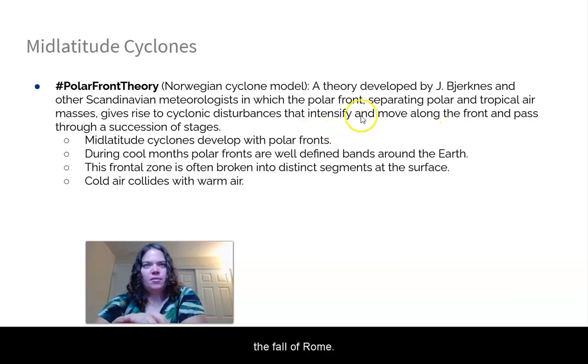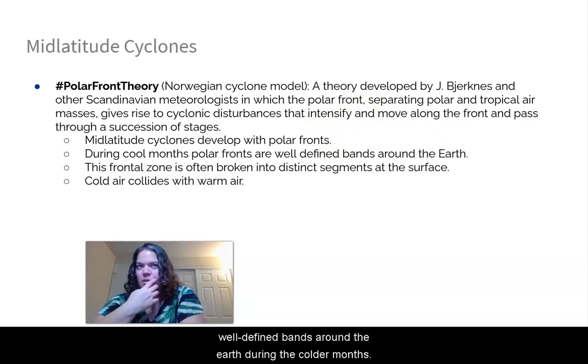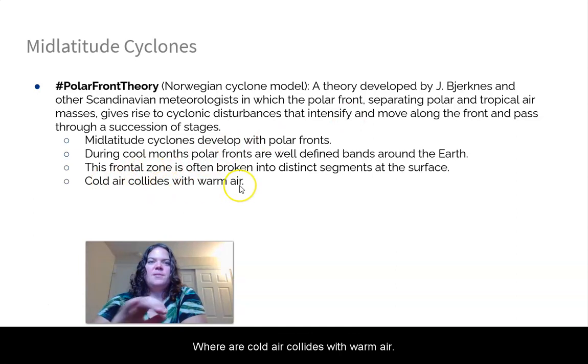So they develop with the polar front. It's usually during the colder months that this happens. Well-defined bands around the Earth during the colder months. The frontal zone is broken into distinct segments at the surface where our cold air collides with our warm air.